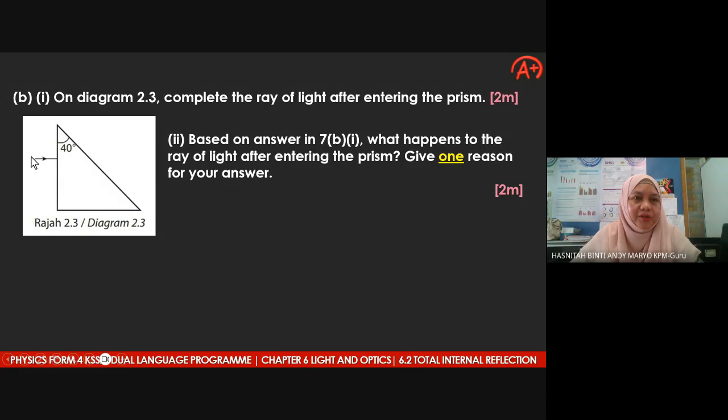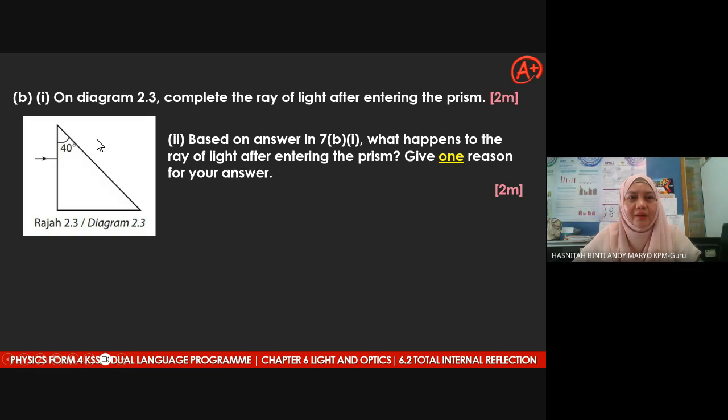So, is there any refraction here, students, when the light enters at the normal? Is there any refraction when light enters the prism at 90 degrees? No refraction. The light will continue to travel in a straight line until it reaches this side. So you can draw the first light ray.